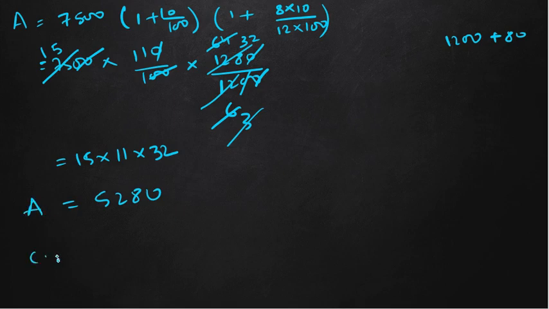And for compound interest, the formula is amount minus principal. So amount is 5280 minus, what was the principal? Have you done any mistake? 8r by 12. Wait.